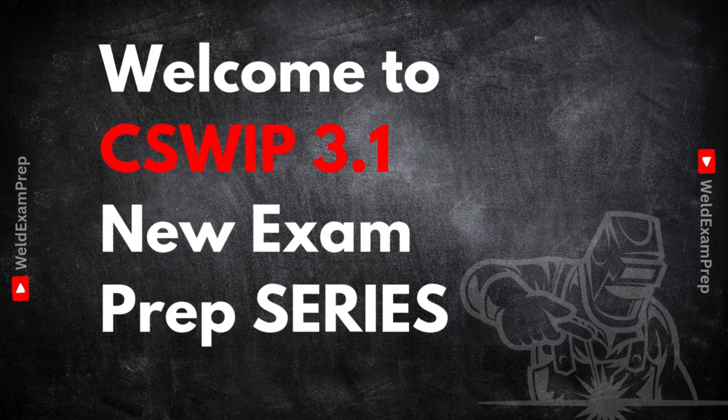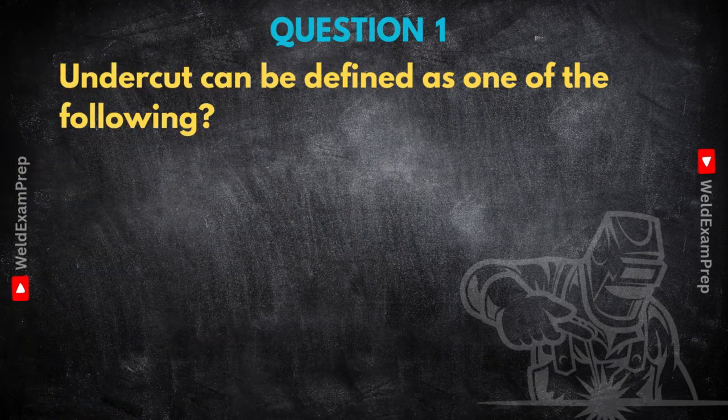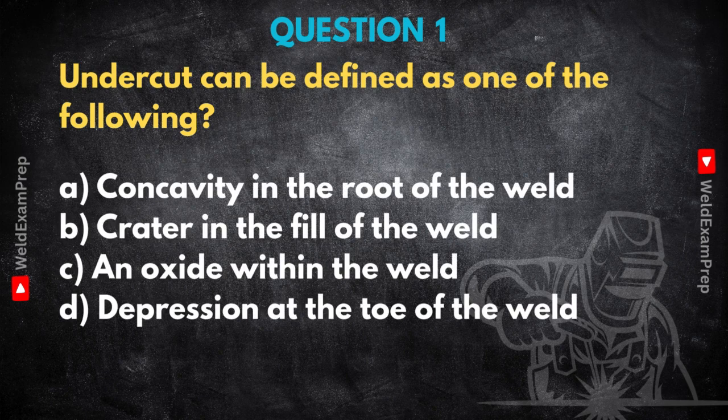First question. This one's about a pretty common welding imperfection. The question is, undercut can be defined as one of the following. The options: A, concavity in the root of the weld; B, crater in the fill of the weld; C, an oxide within the weld; D, depression at the toe of the weld.